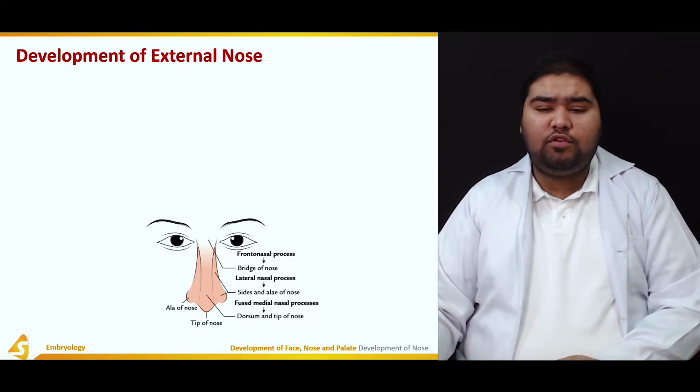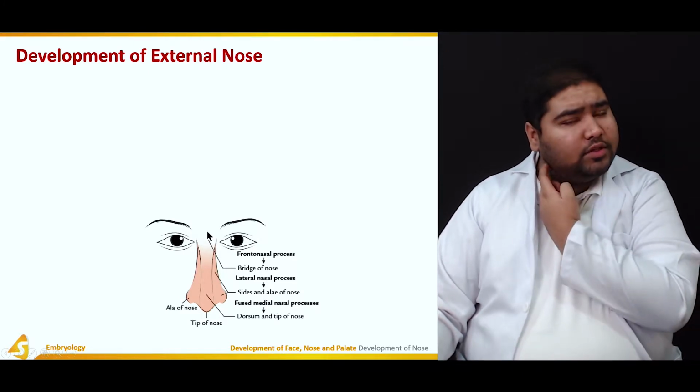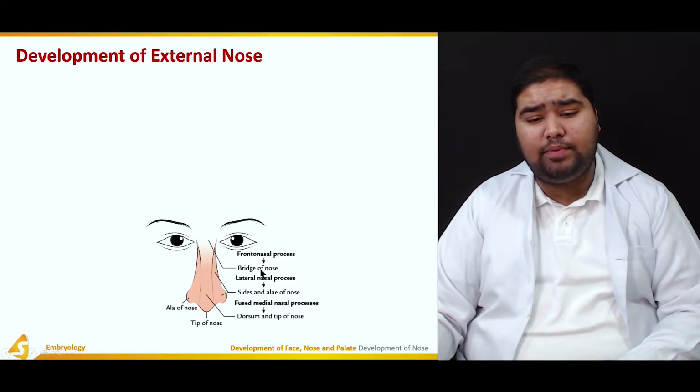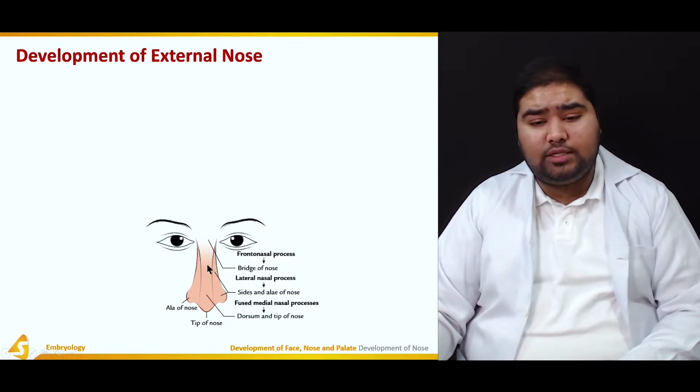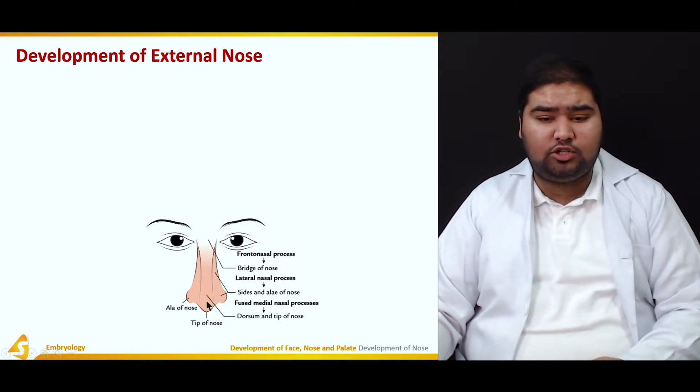So first of all, if you follow this figure, the frontonasal process, which also forms the face, helps in the formation of face. It actually forms the bridge of the nose. So the frontonasal process is responsible for the formation of bridge of the nose. This is the bridge of the nose.